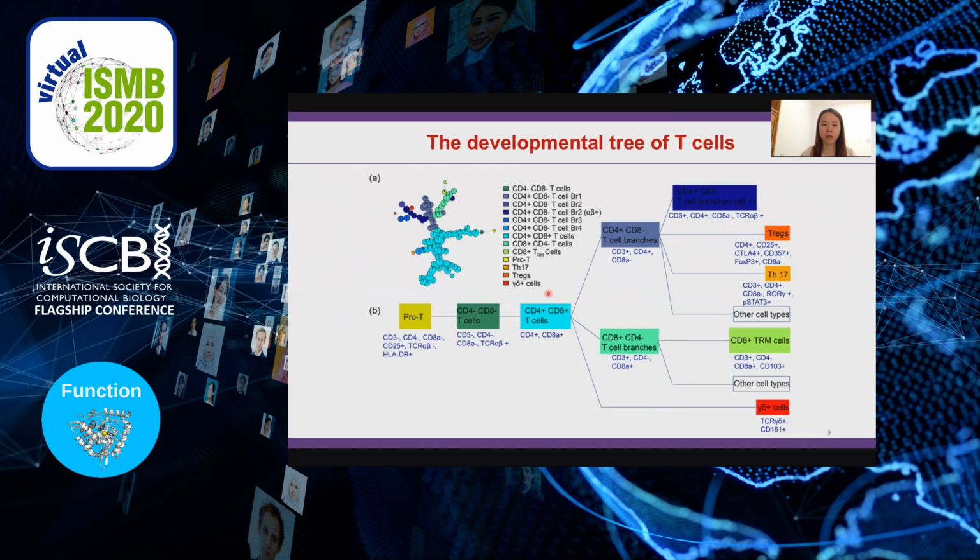From the FlowSOM results, we generate this graph. In the graph, we have proteins that we use to define cell types, and we show the whole developmental process on this figure. So the process starts from pro-T cells, and it will develop into different T cell branches and further differentiate into more functional cells. For example, regulatory T cells, in short Tregs, T helper 17 cells, and etc.